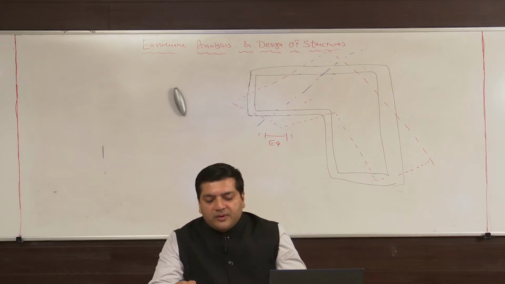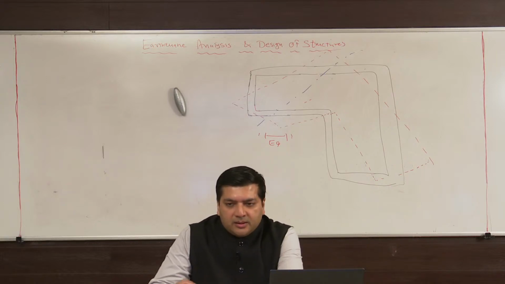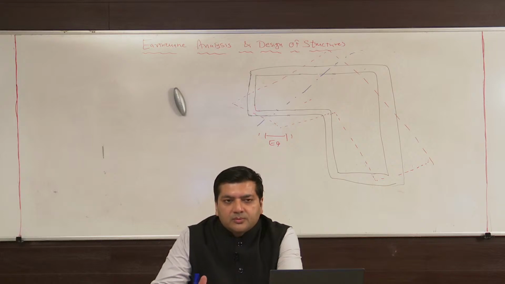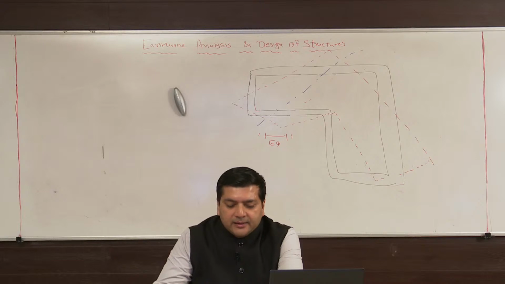So what we have decided, in order to reduce the effect of torsion, what we need to do? Yesterday also we have seen irregular buildings. So if we make regular buildings, then ultimately the torsional effect will be reduced, right?